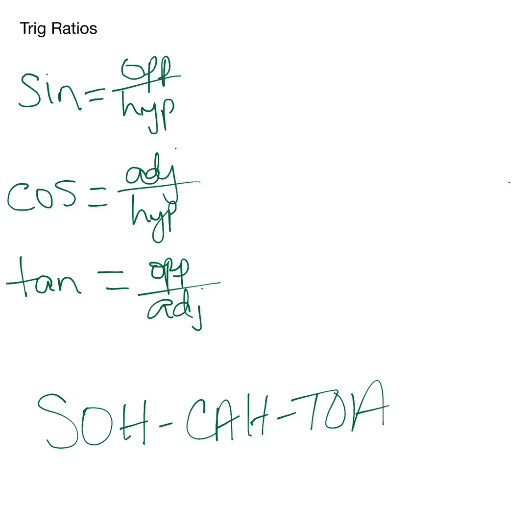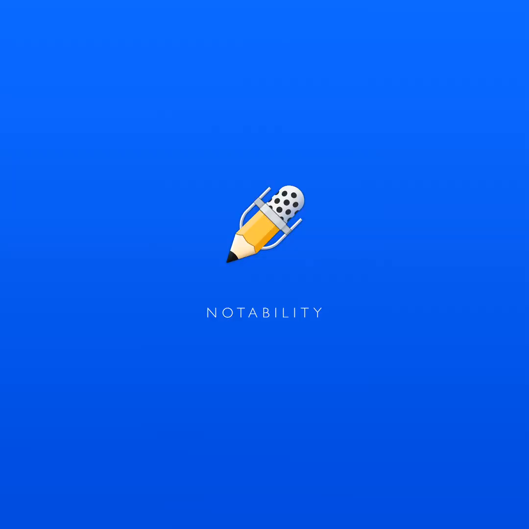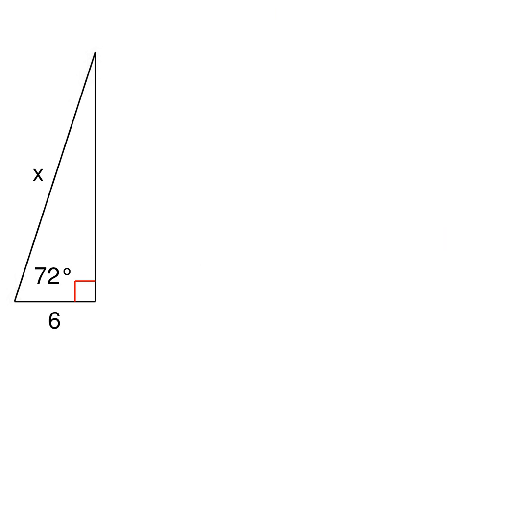So, let's look at an example. Alright, so in this example, I have a right triangle, and I have an angle of 72, and then 6 and x. And obviously I'm going to look for x.